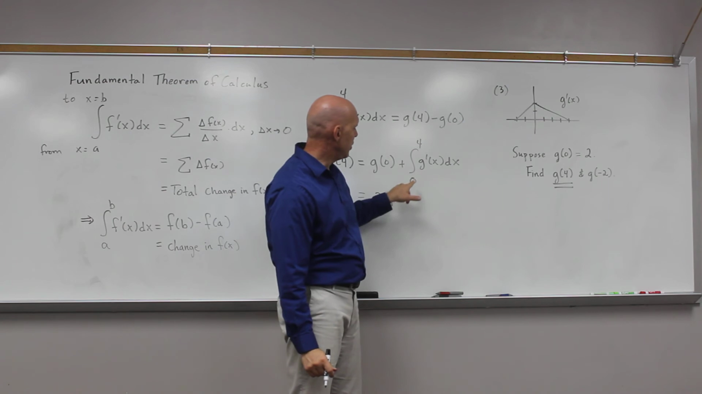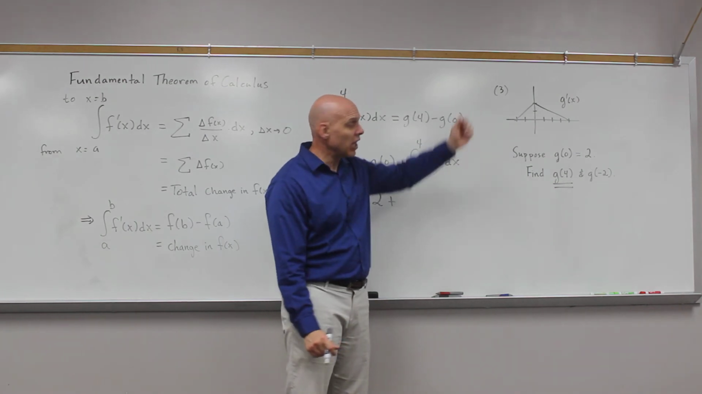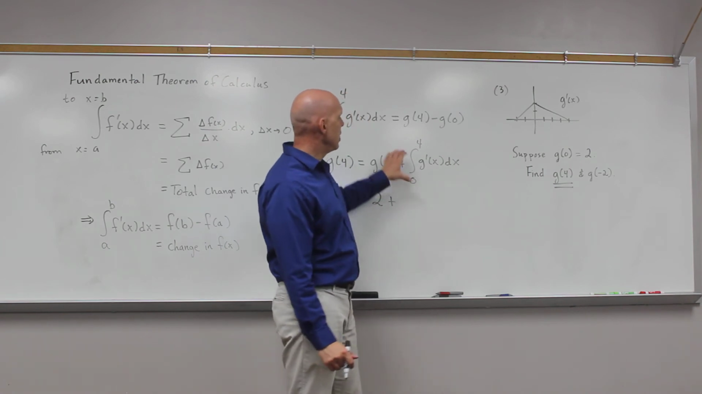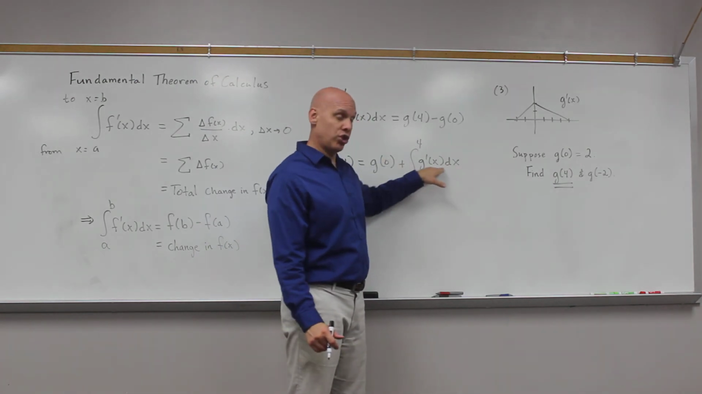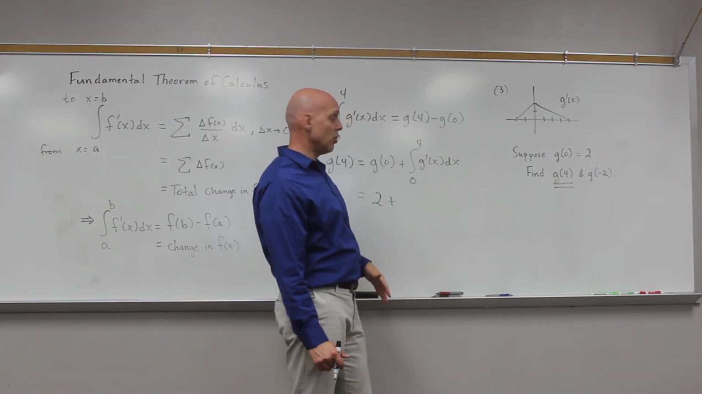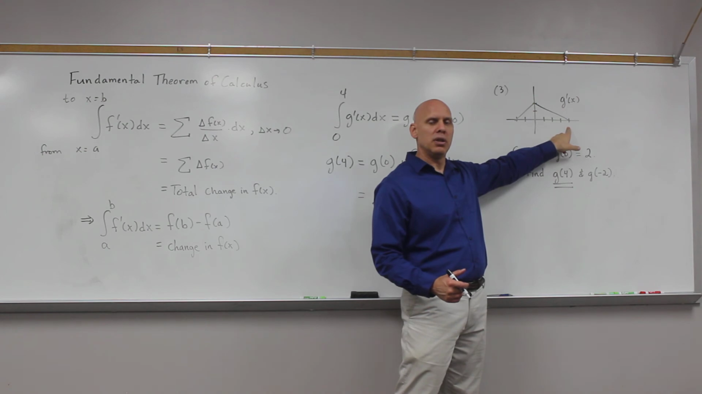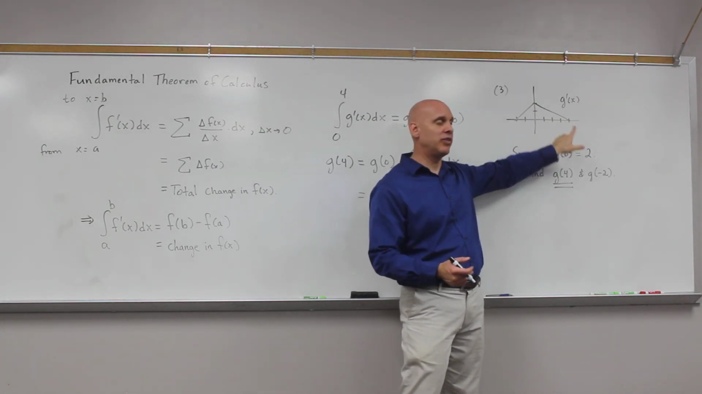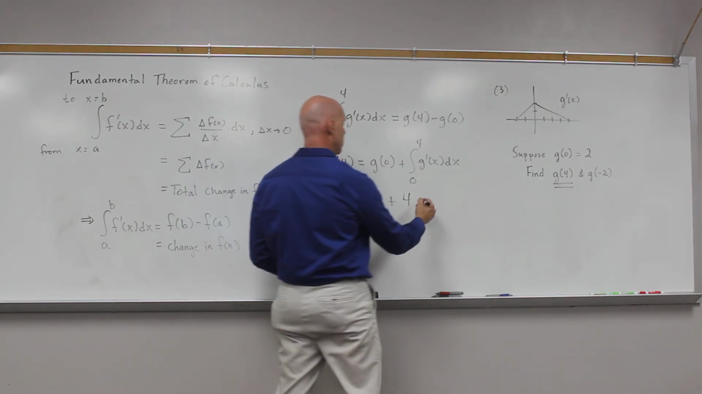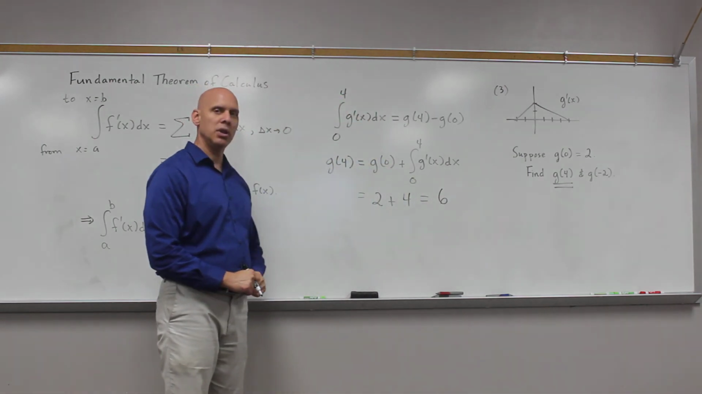Well, how can I find the integral from 0 to 4 of g prime of x if I don't know what g prime is? Well, I guess I could figure out the equation, I could do an antiderivative, but I could do something even simpler, is recall that the integral, sure, is the antiderivative, but it's also the area beneath the curve. So I'm going to take the easy route here and find the area beneath the curve on 0 to 4. Since I have a triangle whose area is 1/2 base times height, I find that that area is 4. Which gives me that g of 4 equals 6.